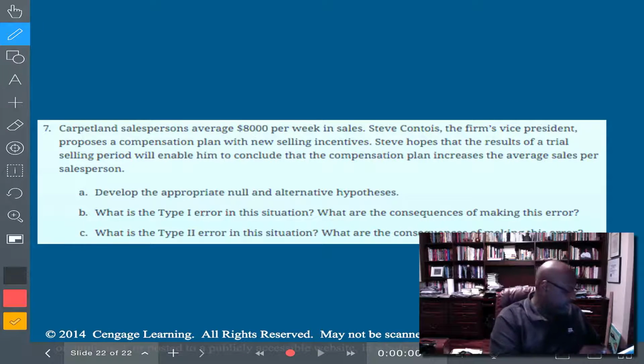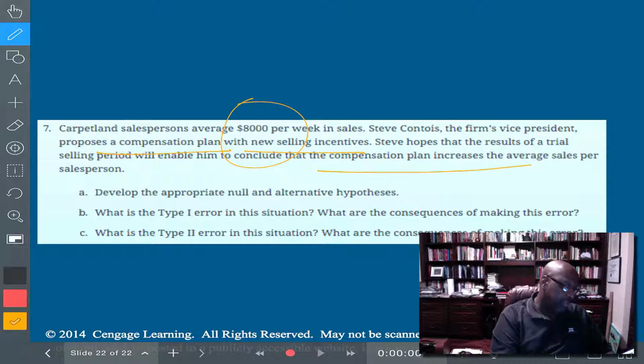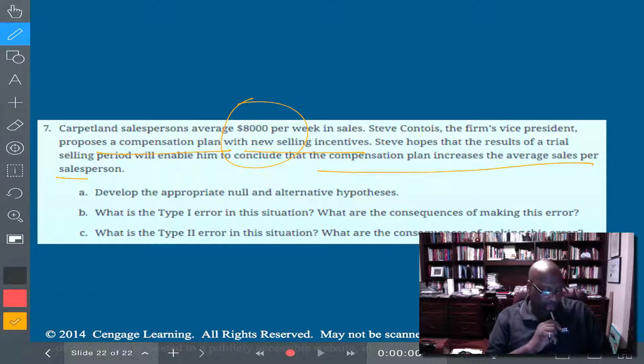So let's look at this last question right here. Carpet line salespersons average $8,000 per week in sales. Steve Contois, the firm's vice president, proposes a compensation plan with new selling incentives. Steve hopes that the results of a trial selling period will enable him to conclude that the compensation plan increases the average sales per salesperson. So develop an appropriate null and alternate hypothesis. So that's the first thing. So he wants to test that it actually increases the average sales.